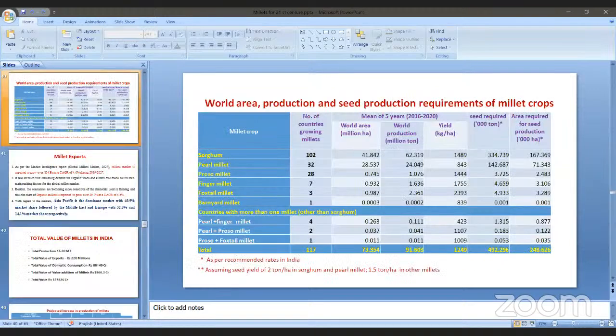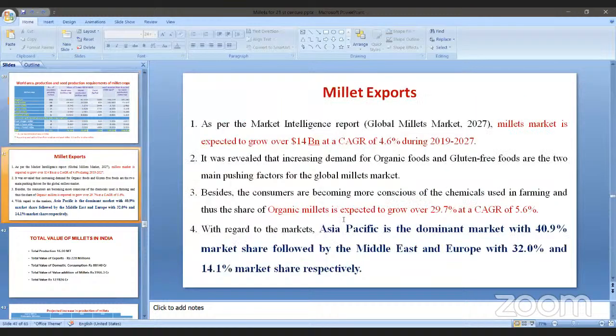This is also world area, production, and productivity. Among these countries, seed production is required because of the high demand for the high yielding potential of finger millet, proso millet, and foxtail millets. Nowadays, India is a major millet exporter. According to the market intelligence report, global demand is increasing at a CAGR of 4.6% from 2019 to 2027. That is very important, especially in Asia.